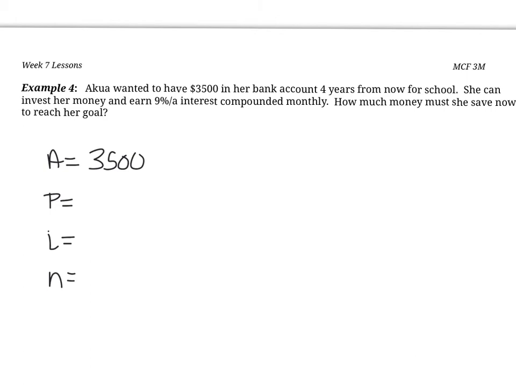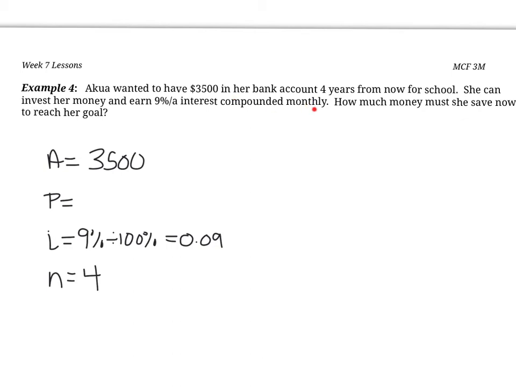$3,500. And she wants it 4 years from now, which means she's going to be investing her money for 4 years. So we know where that 4 goes. It goes where our N is. She can invest her money and earn 9% per year interest, so 9% per year. So we know that that 9% goes here. And I'm going to immediately change it into a decimal. So I'm going to make it 0.09.